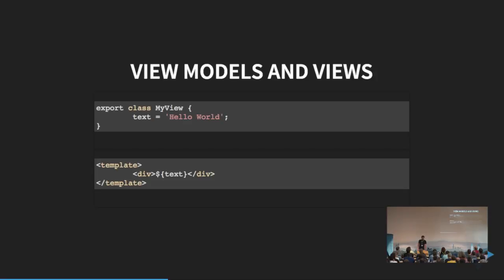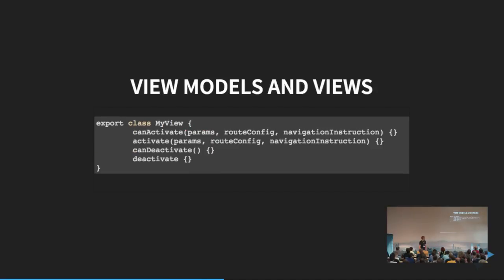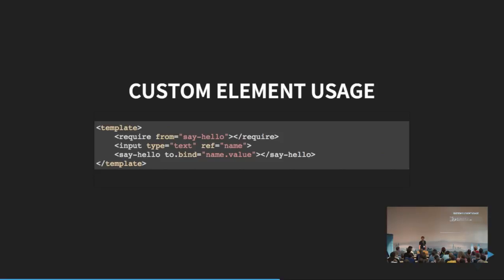So in Aurelia, everything is basically just a JavaScript object. It has this concept of view models and views. So this is a view model. It's just a class. You have a template. Here you see you have this variable text, and you use it in your template. That's basically it. You have this life cycle of a view, just methods you implement, and they get called from the framework. Like when your view gets activated, you have this function, and you can do something at this point in time. Or the deactivate you can use to remove your event listeners, whatever.